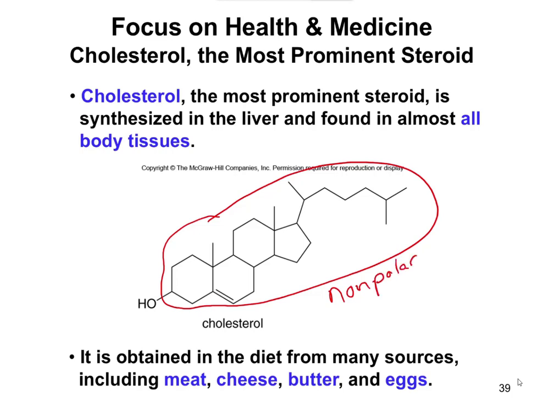We identified lipids earlier as molecules that have a mixture of a polar and a nonpolar part. The polar part is that little OH there. So that's the one little polar part of cholesterol. So cholesterol is still considered a lipid because it has both the nonpolar and the polar moieties. Cholesterol can be obtained in our diet through meat, cheese, butter, eggs, and many other sources. And it's also synthesized in our liver. So again, we get cholesterol made endogenously by our body, and we also get it in our diet.